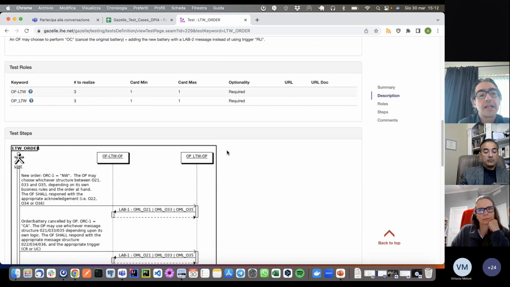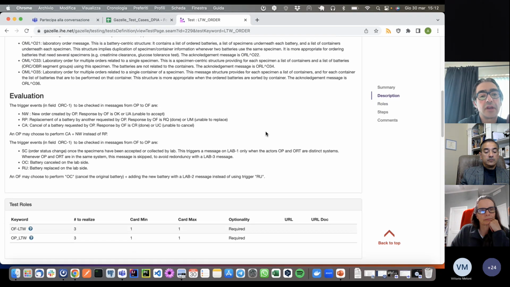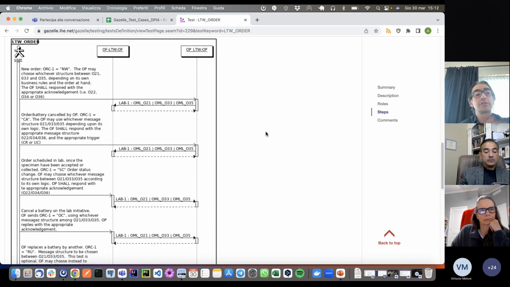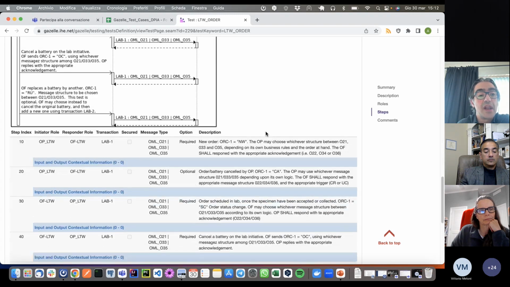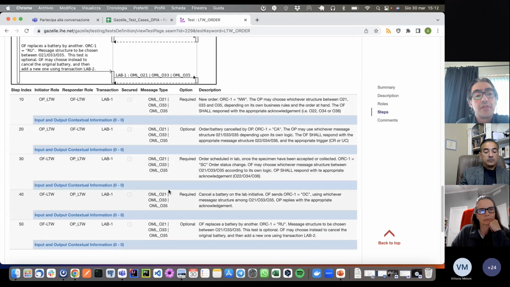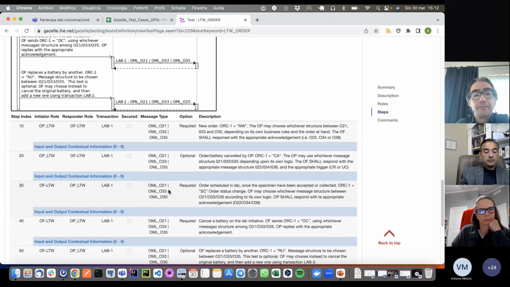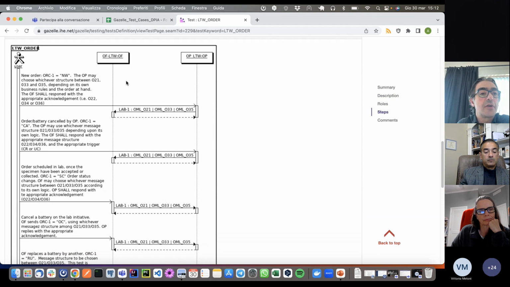Usually a Gazelle test is structured, as I said before, with a series of instructions and a series of steps where the vendors have to perform the related transactions. So there are some steps, some of them required, some of them optional, that address the requirements of the tests. And usually the test itself is related to one or more use cases described in the profile. And there will be an evaluation from the point of view of message compliance.